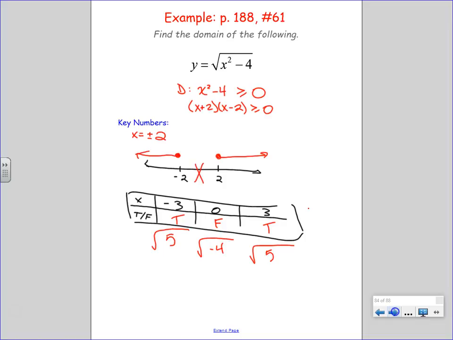Middle? Nope. So how do we write the solution? Our domain is going to be, all right, come on. Parentheses. Up to, with everybody, come on. Bracket, good.